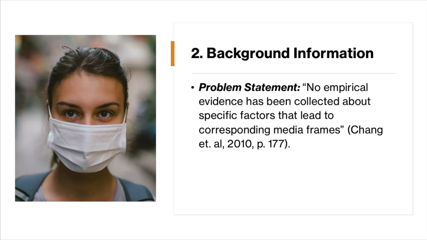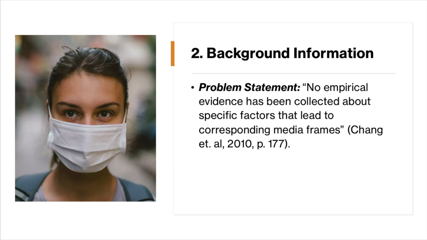Okay, let's get started with point number 2, which is background information. And so why did the researchers begin the study? What was the problem that they found in the literature, and why did they decide to do the study, right? So the problem statement, according to Chang and Associates, is that there is no empirical evidence that has been collected about specific factors that lead to corresponding media frames.